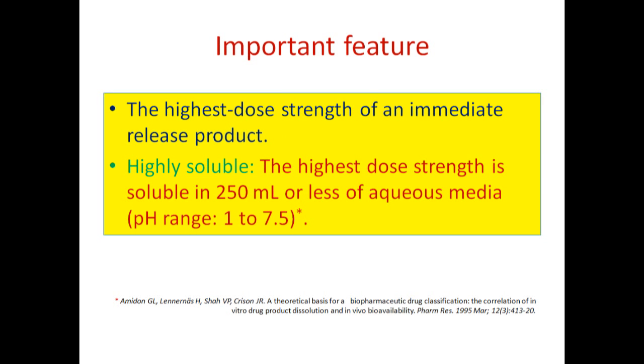One important feature is very interesting. Actually, the solubility is based on the highest dose strength of an immediate release product. A drug is considered highly soluble when the highest dose strength is soluble in 250 ml or less of aqueous media over the range of 1 to 7.5 pH. So the volume estimate of 250 ml, where is it derived from? It is derived from the typical bioequivalence study protocol, which prescribes the administration of a drug product to fasting human volunteers with a glass of water.